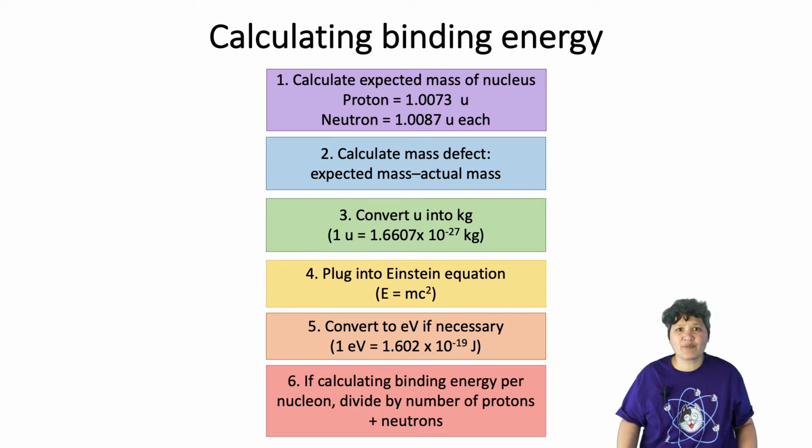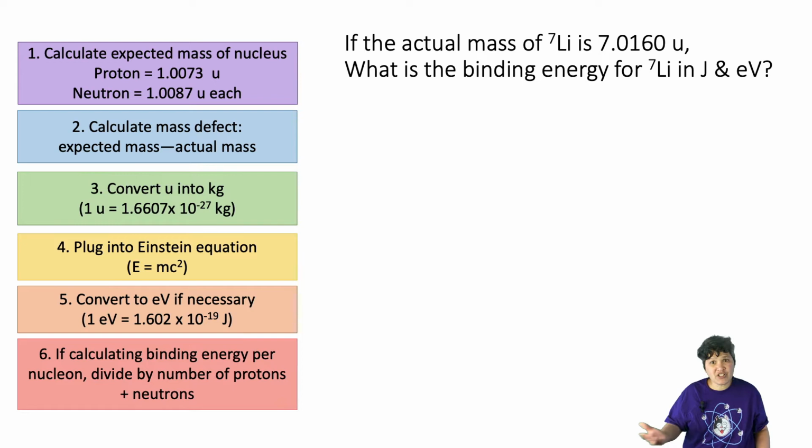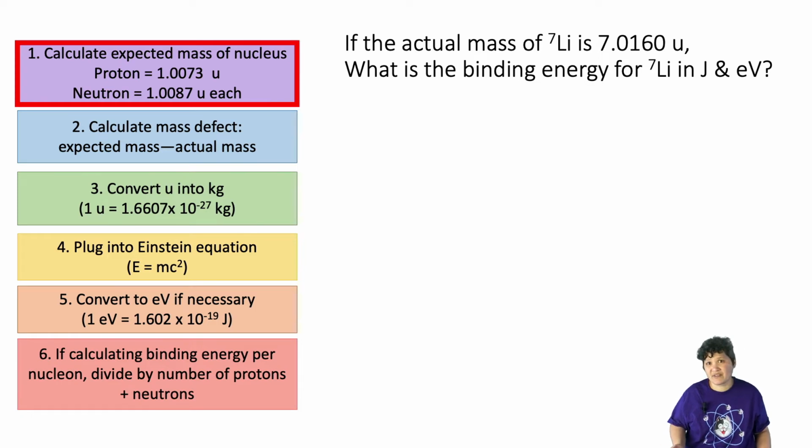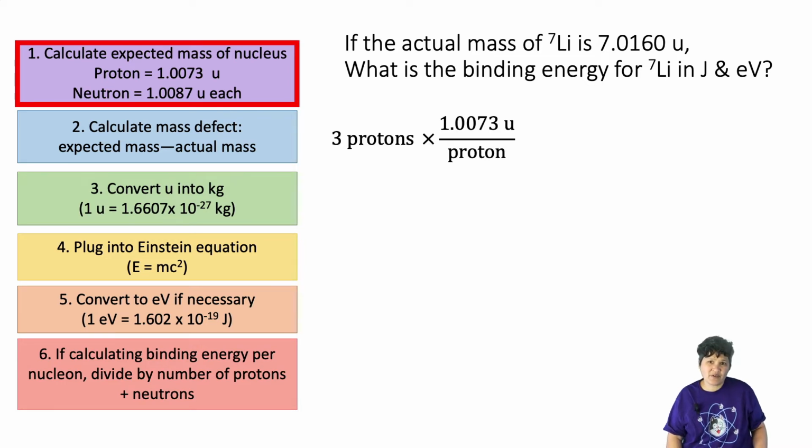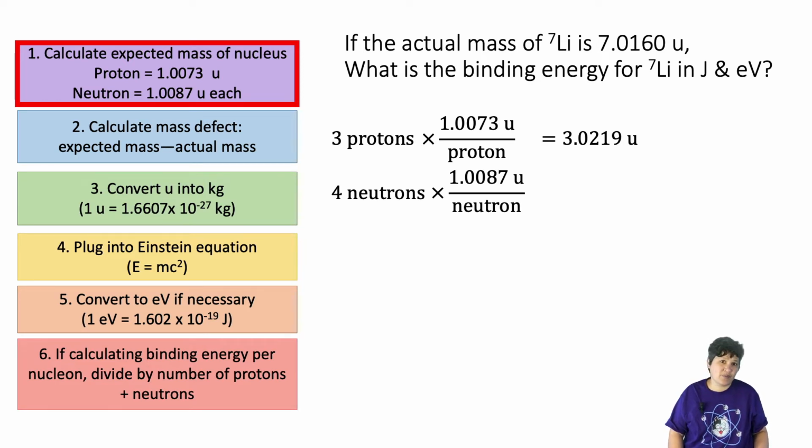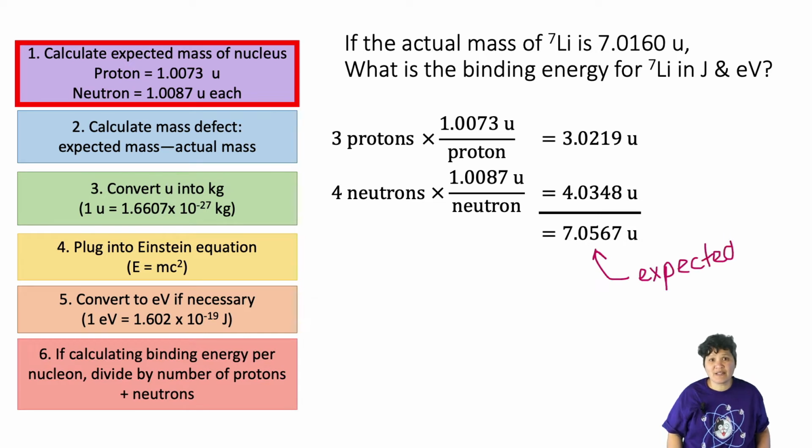So let's work a couple of problems. To start, we'll finish calculating the binding energy for lithium-7 since that was the example we started with. First, we calculate the expected mass of the nucleus, and I'll run through this calculation pretty fast since we basically did it before. We have 3 protons times 1.0073 U per proton, which gives us 3.0219 U. And we have 4 neutrons times 1.0087 U per neutron, which gives us 4.0348 U. Adding those two masses, we get a total expected mass of 7.0567 U.